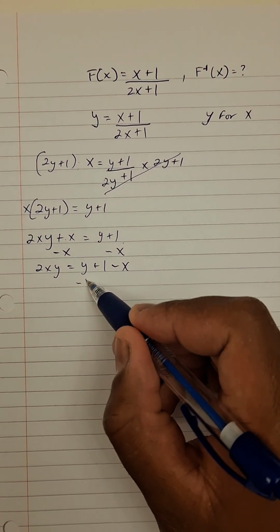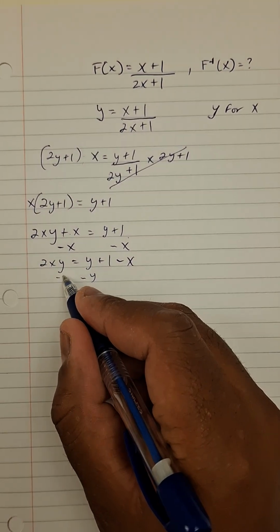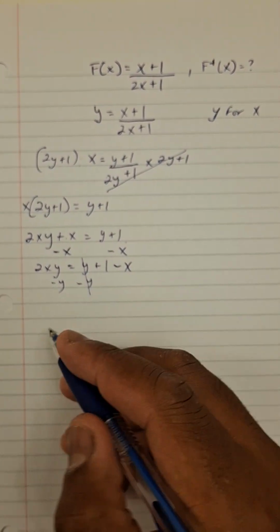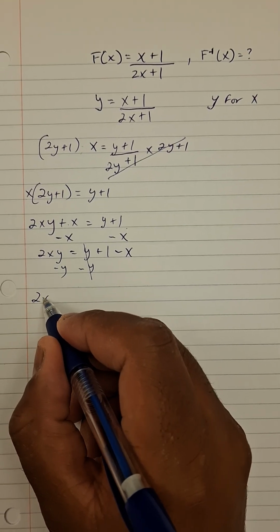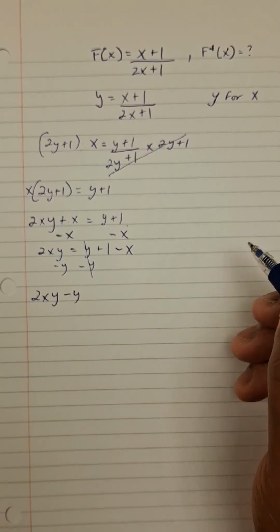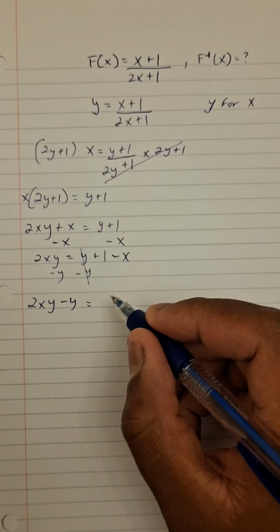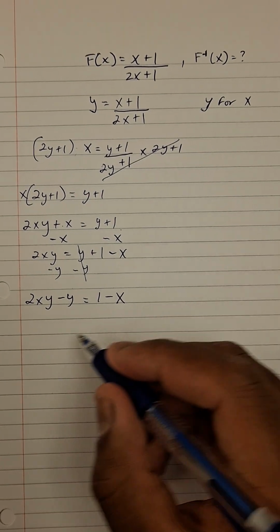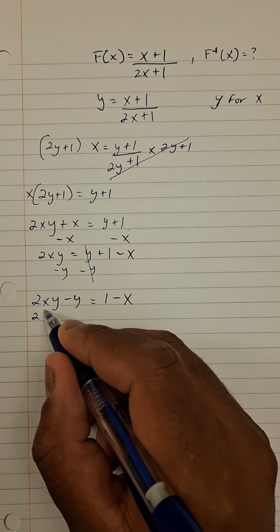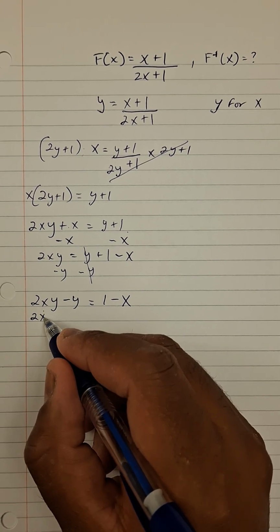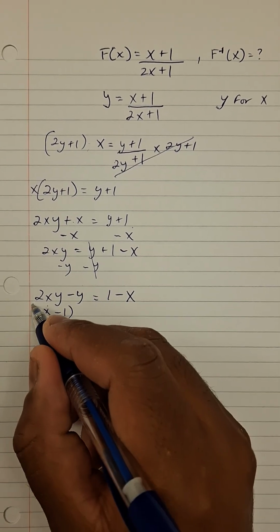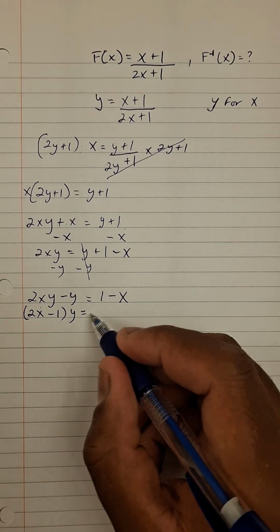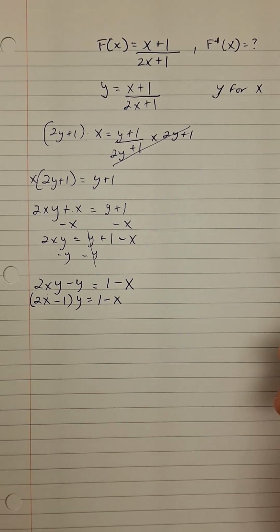And now we have to subtract y. This cancels, and so we'll have 2xy minus y is equal to 1 minus x. Now we will distribute this, so we'll have (2x minus 1) times y is equal to 1 minus x.